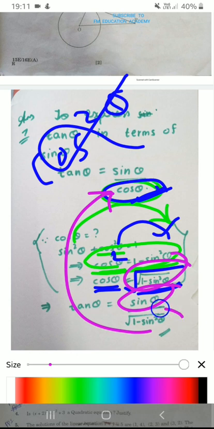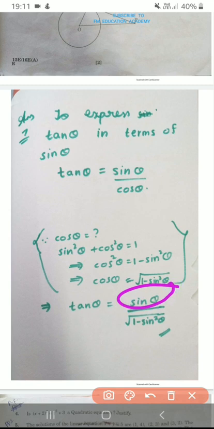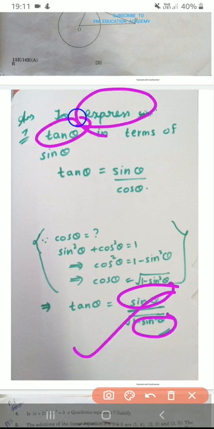In the denominator I should write root of 1 minus sine square theta. So now my answer is in terms of sine theta, right? So hence my answer is justified. I have expressed tan theta in terms of sine theta.